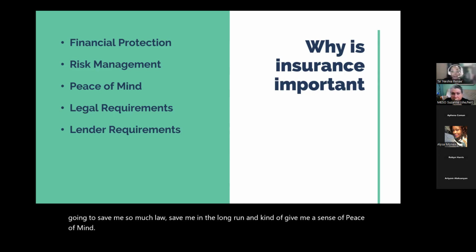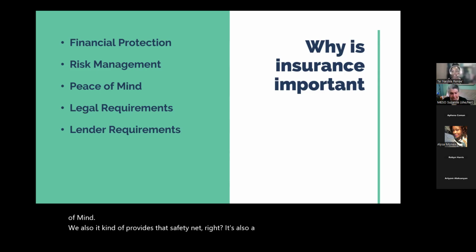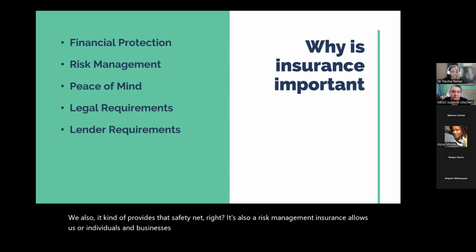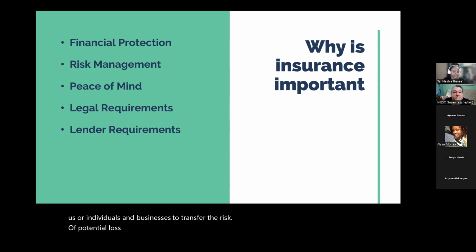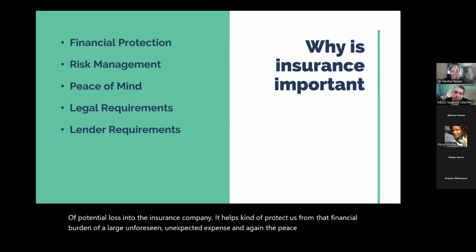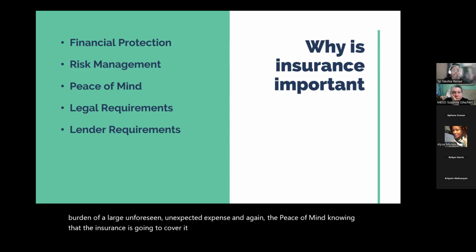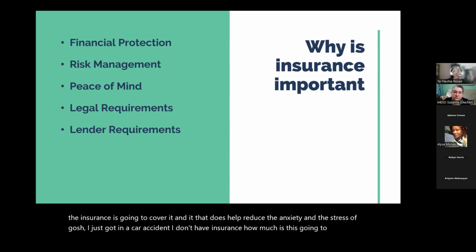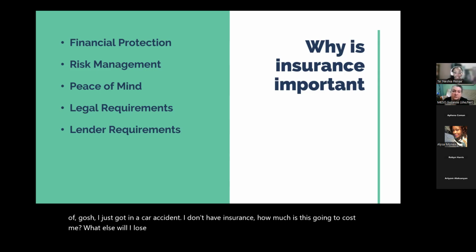It also provides that safety net, right? It's also risk management. Insurance allows individuals and businesses to transfer the risk of potential loss to the insurance company. It helps protect us from the financial burden of a large, unforeseen, unexpected expense. And again, the peace of mind, knowing that the insurance is going to cover it, helps reduce the anxiety and the stress of, gosh, I just got in a car accident. I don't have insurance. How much is this going to cost me? What else will I lose? Because it'll be more things with that too.